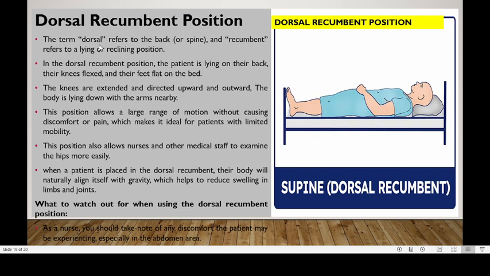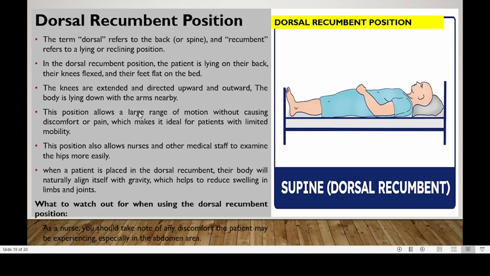So the term dorsal refers to the back, okay, or spine, and recumbent refers to lying or reclining, okay? So the lying back, lying. So in dorsal recumbent position, the patient is lying on their back, their knees flexed, and their feet flat on the bed. So the knees are extended and directed upward and outward. The body is lying down with arms nearby.